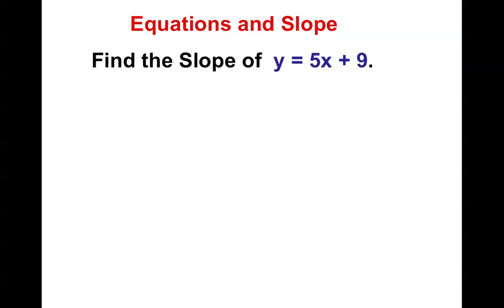So, do you know what the slope is here? You guessed it, 5, because that's the number in front of the x, the coefficient in front of the x when y is isolated.